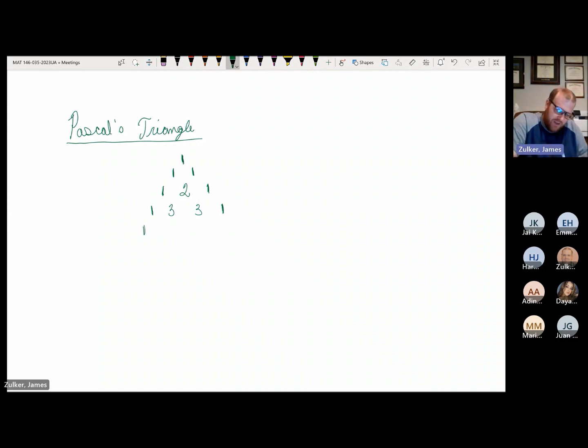The next row would be 1, 1 plus 3 is 4, 3 plus 3 is 6, 3 plus 1 is 4, and then 1. There would be the fifth row, so on and so forth. And this goes on forever. As it turns out, every single entry in Pascal's triangle is a binomial number.